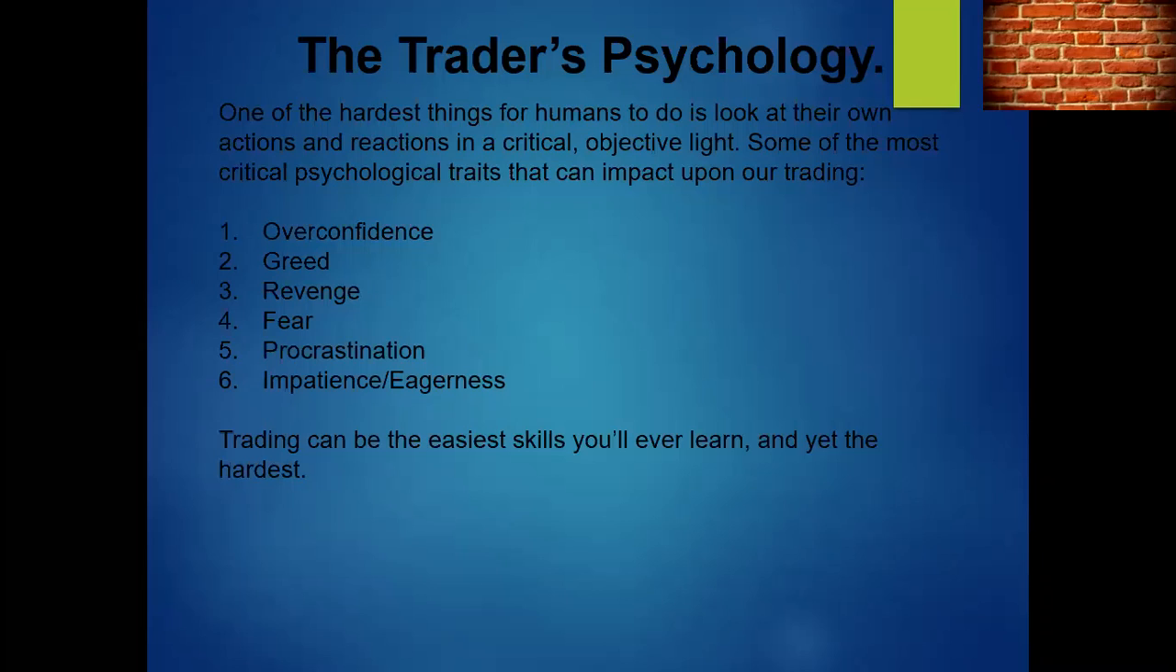And then number 6, impatience and over eagerness, for want of a better word. Sometimes we can be quite impatient. So we know where the price is headed, but we think it's going too slow for our liking. So we end up placing a trade before it's gotten down or up to where we want to buy or sell from. So patience is key.